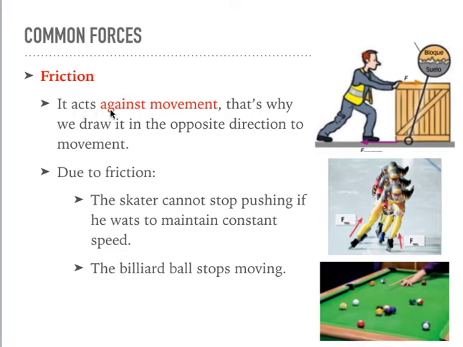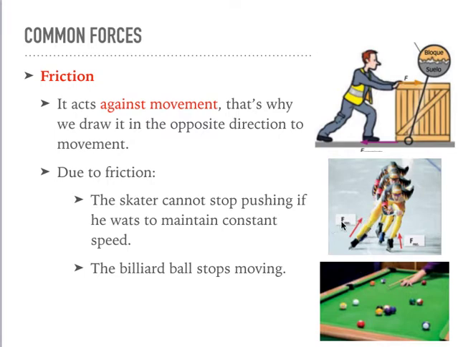It always acts against movement because it resists the movement. So that's why we draw it in the opposite direction. If we move it to the right, we're going to draw the friction force to the left because it's opposing the movement of whatever we are moving. And here you can see the skaters, they are coming forward, so the friction force has to be drawn backwards because you have to draw it opposite to the movement.